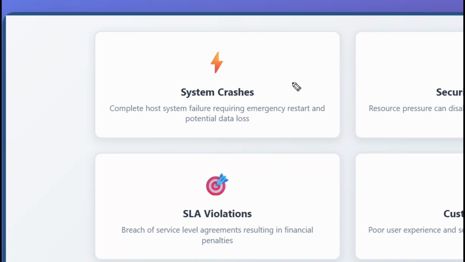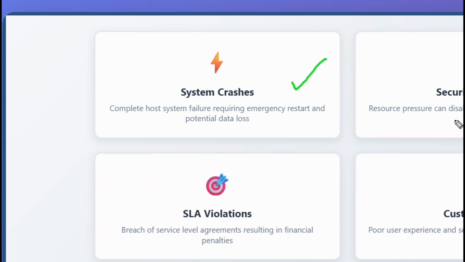And here are some business consequences. What can go wrong? First thing was system crash. A single container can crash the entire host system. That will lead to emergency restarts and potential data loss also. And the second point was security breach.